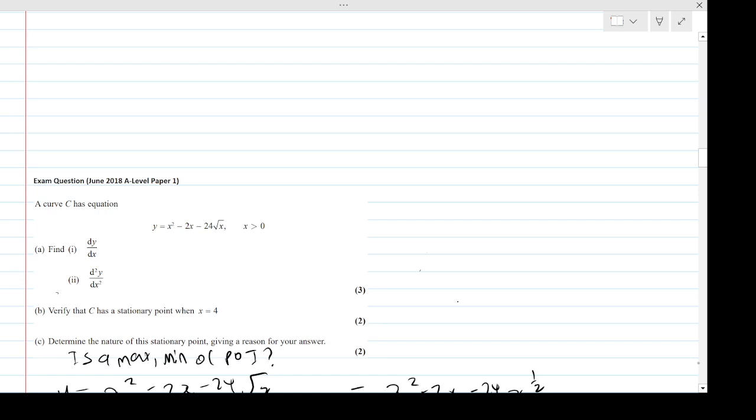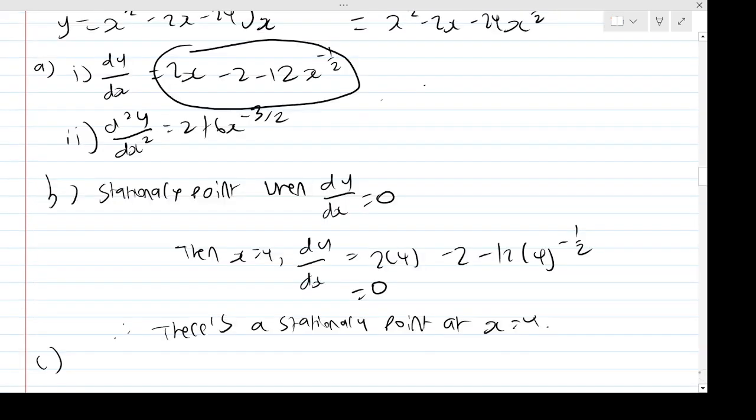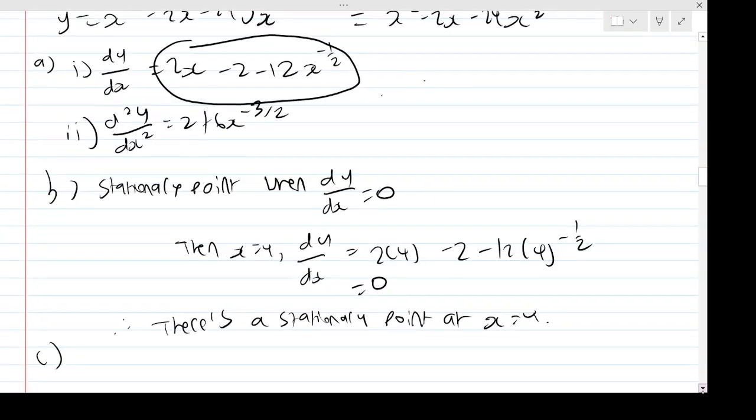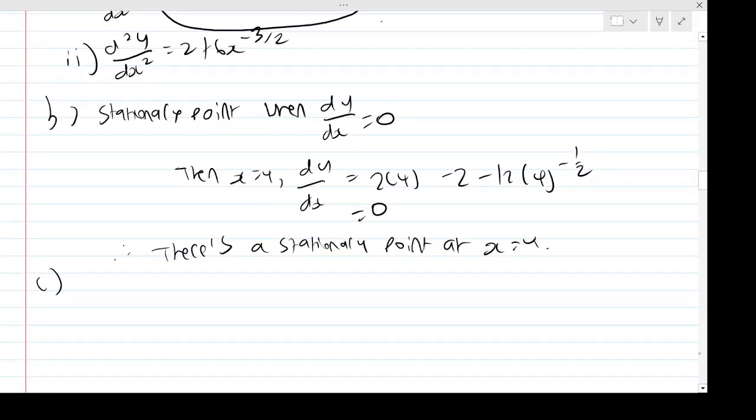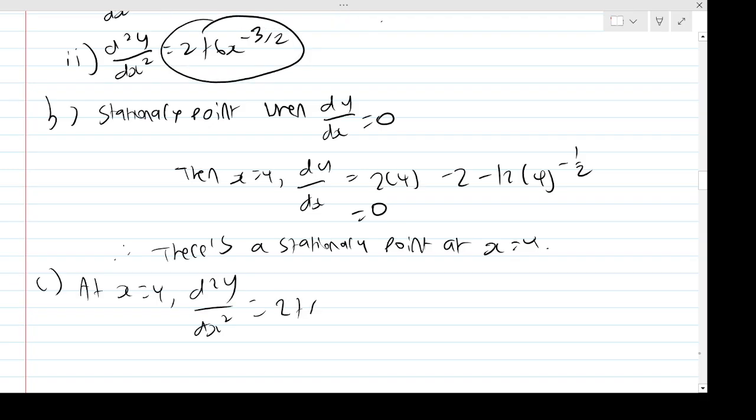And so how are we going to do that? We're going to use the second derivative. So we know that x is 4, that's my stationary point. So we're going to substitute that into the second derivative. So as x is 4, the second derivative is going to be 2 add 6 lots of 4 to the minus 3 over 2. If we put that in the calculator, we get 11 over 4, or 2.75.